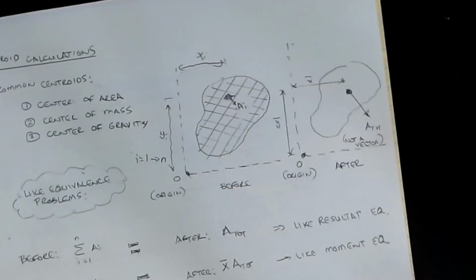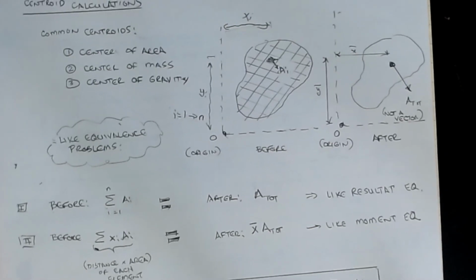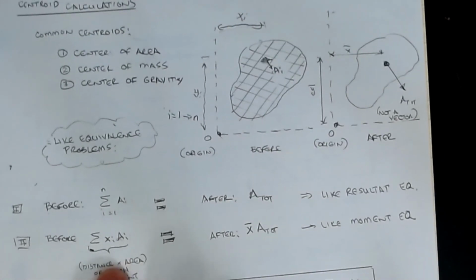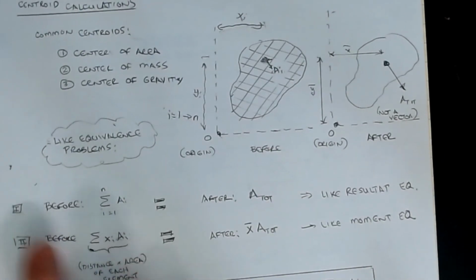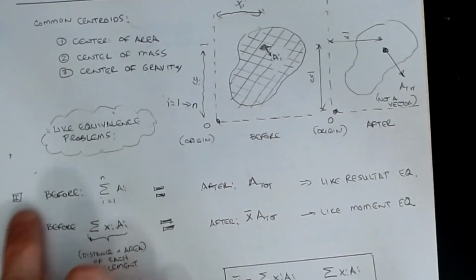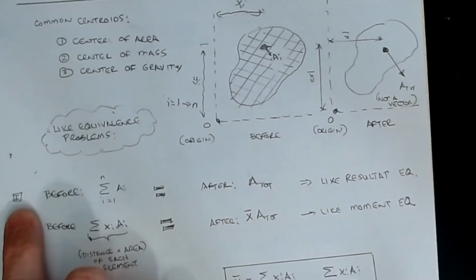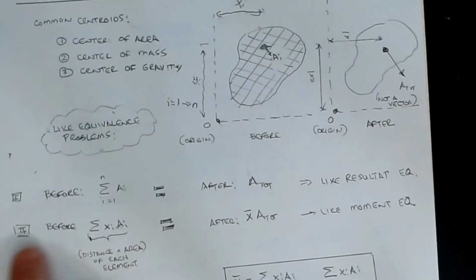So what we can do is apply some of our equivalence relationships that we did before. If you remember, in equivalence we did two different steps. We did a resultant force step, and then we did a moment step. So if I take a look at the first one, let's just do the resultant total.